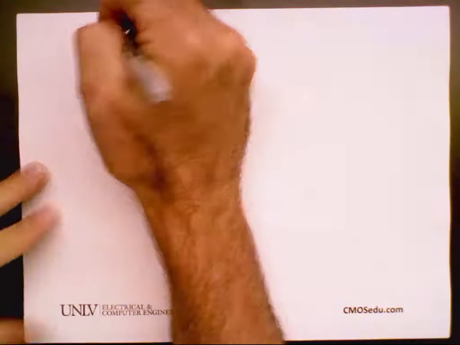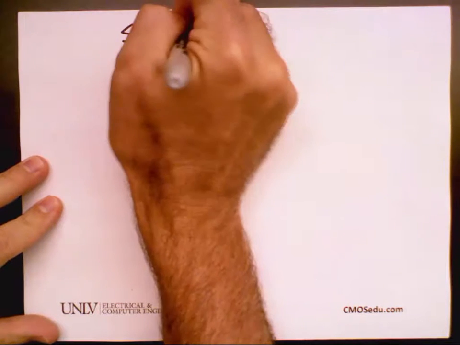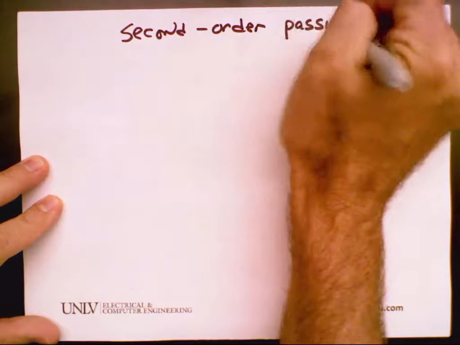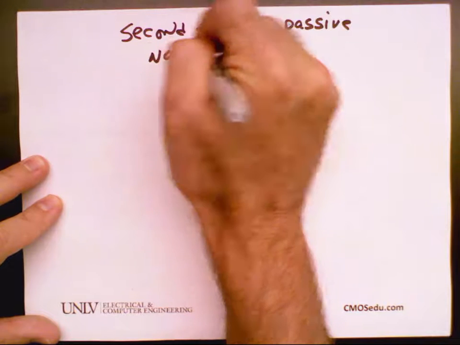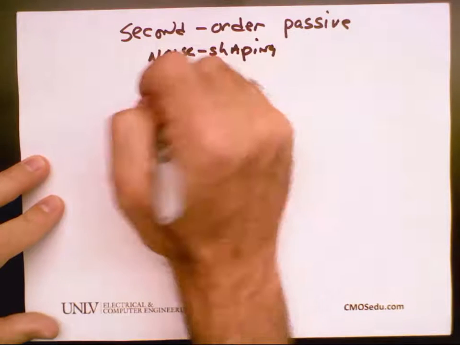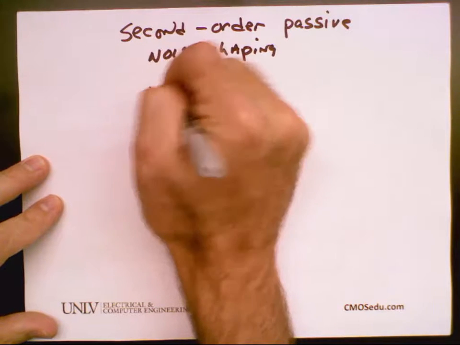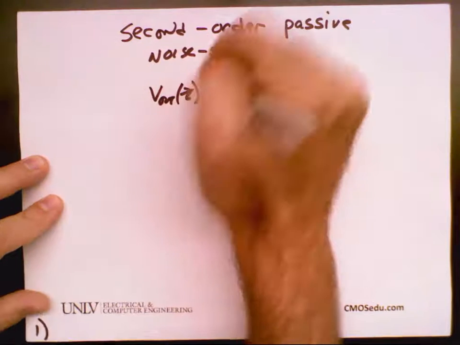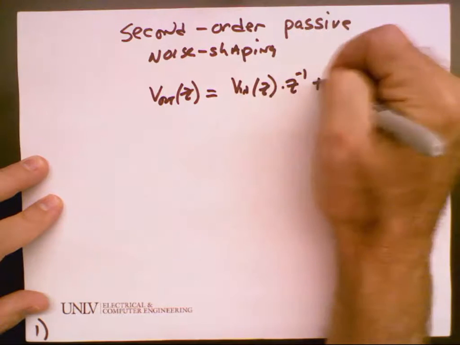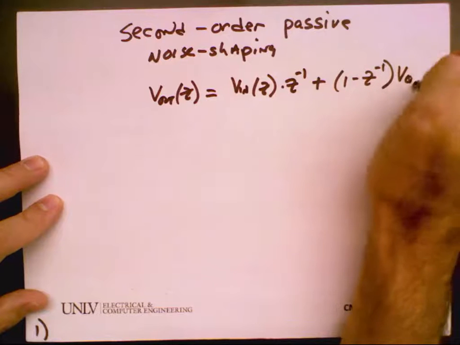So this is second order passive noise shaping. And so basically what happens is we have our output. So this would be the output of the modulator. We'll just say it V out of Z. And that's equal to V in of Z times Z to the minus 1 plus 1 minus Z to the minus 1 times the quantization noise spectrum.